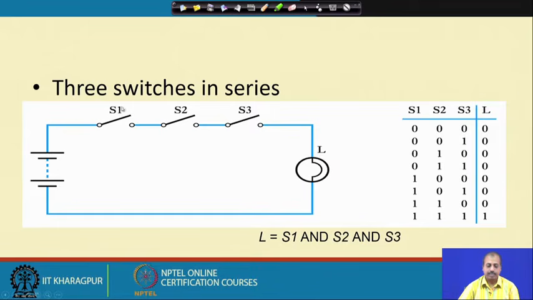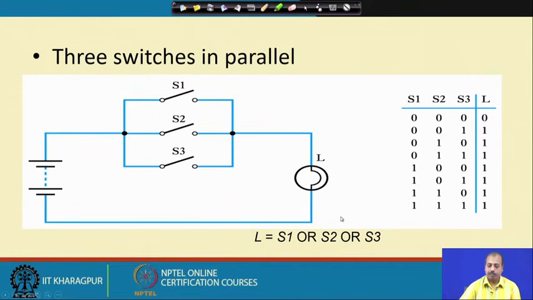Since this is a series connection of switches S1, S2, S3, L will be equal to 1 only when S1, S2, S3 all of them are equal to 1. In the truth table also you see that L is equal to 1 only when S1, S2, S3 all are equal to 1.